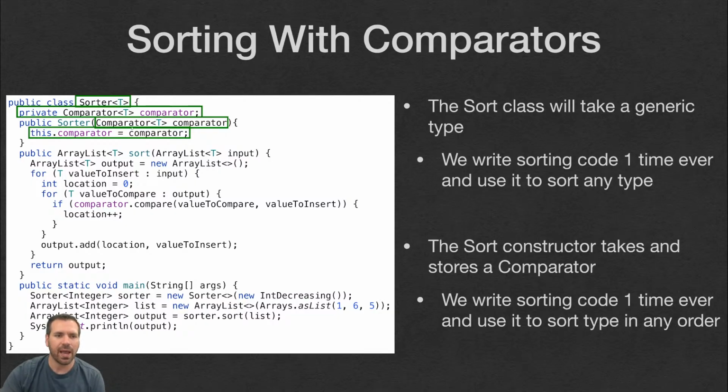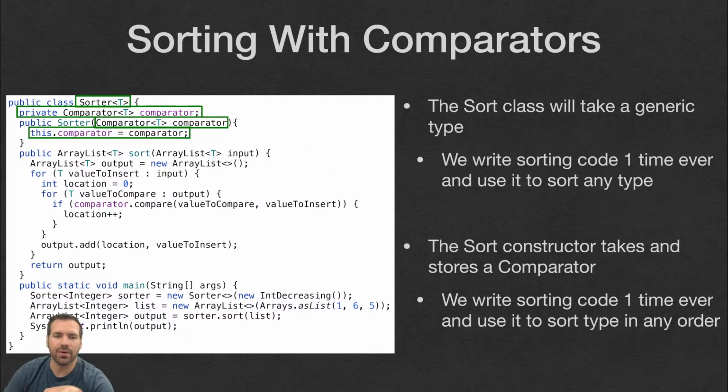We have a comparator of T. We don't even know what T is, and we don't know what the comparator does. And that's the way we like it. That's the way we want it. Because when I write this sorting method, I want to write it one single time ever.